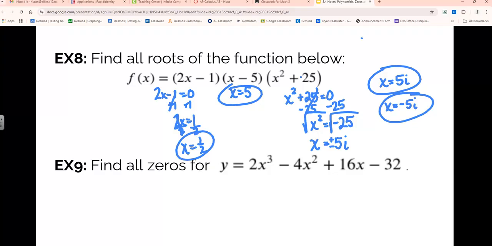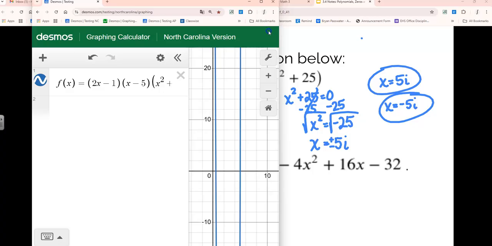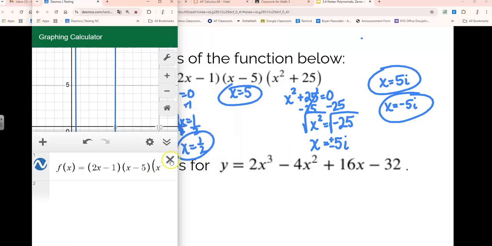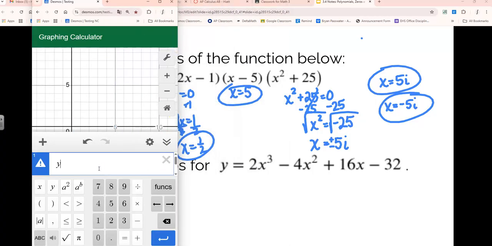Okay, probably the most difficult question that you're going to get from this section is example 9. Because they ask you to find all of the zeros, which immediately, when I'm thinking this, I was like, graph it in Desmos, right? Graph it and see where the zeros are. So that is what I would do. I would go to Desmos here, and I would just type it in. Y equals 2x to the third minus 4x squared plus 16x minus 32.